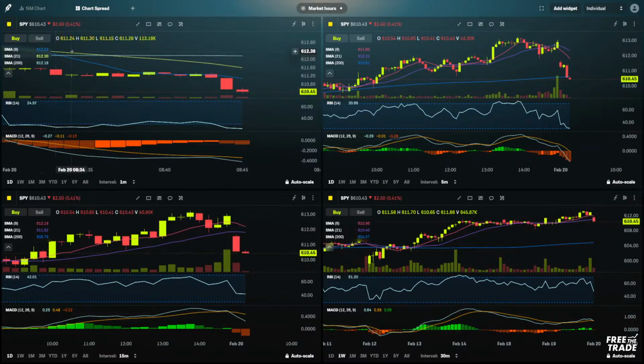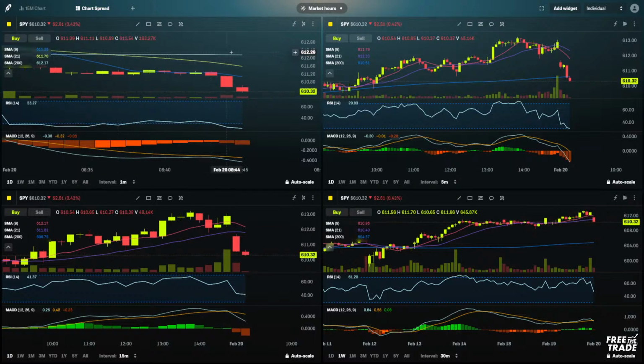One thing that's interesting to note is that we've dropped under the 200 simple moving average. That's this line right here. Basically, that just tells us what the average price for SPY was over the last 200 periods. Whenever we push past that support, generally SPY will bounce off the 200 moving average. However, once we get underneath it, it'll start bouncing off of it in the opposite way.